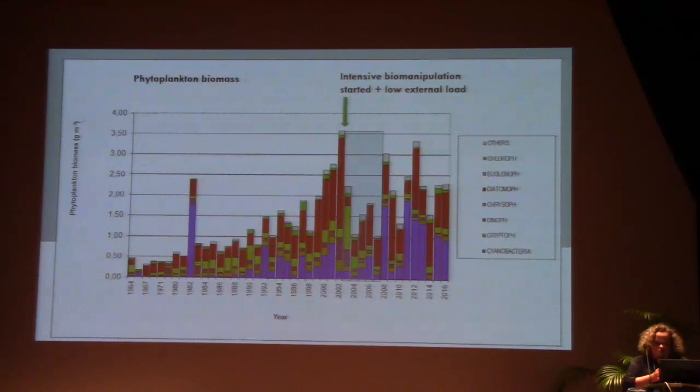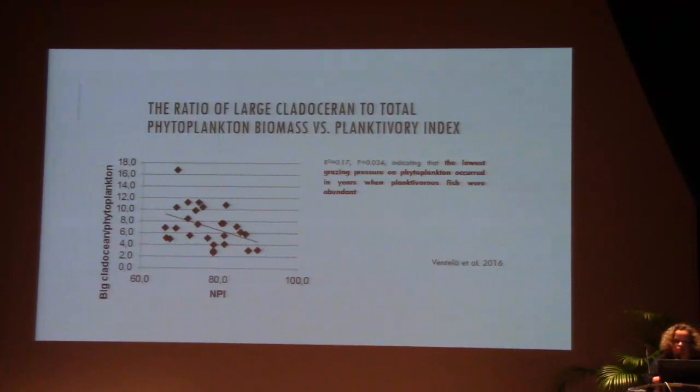And also the ratio between large cladocerans and total phytoplankton biomass versus planktivory index shows that the lowest grazing pressure on zooplankton occurred in years when planktivorous fish were abundant. But although it seems really clear that in these years this food web was working, things are really changing.